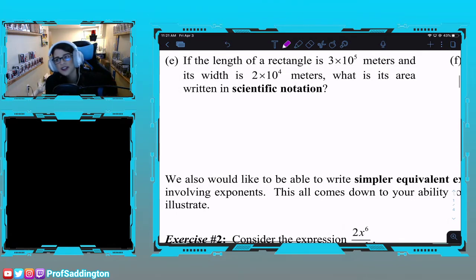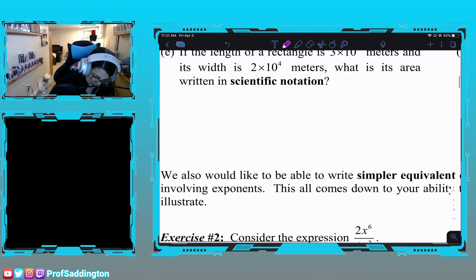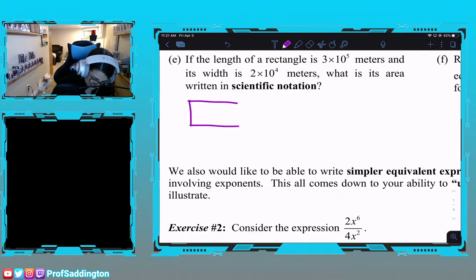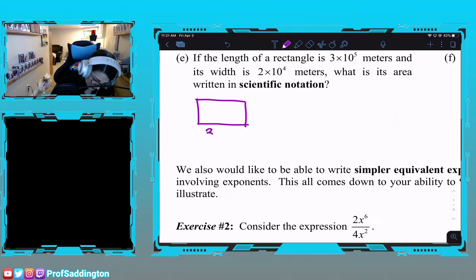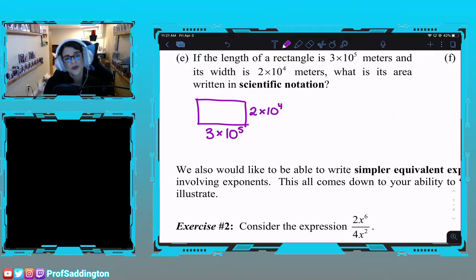Scientific notation. You did a lot of this in 8th grade. It was probably the big chunk of the fall semester of your 8th grade year. So it says we have a rectangle, and its dimensions are 3 times 10 to the 5th and 2 times 10 to the 4th. Now, normally we don't like x's in our problems, but it did specify scientific notation, so in this case it's okay. It says, what is the area?